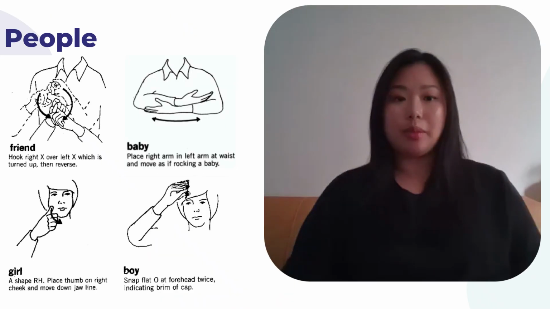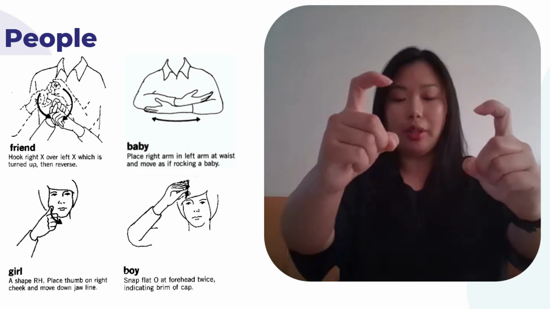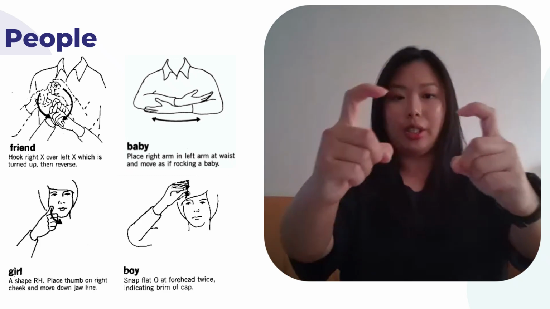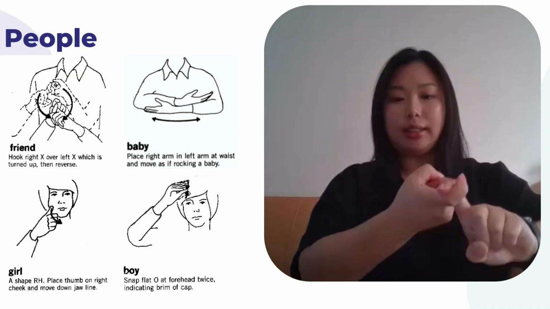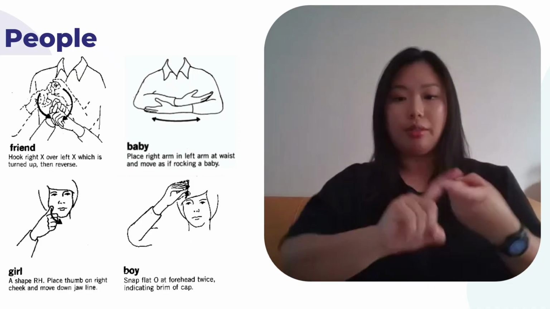Now let's learn some people words. Friend. You make an X with both your fingers, so you bend your index finger and you hook. Once, then switch. Friend, as if you're holding hands.